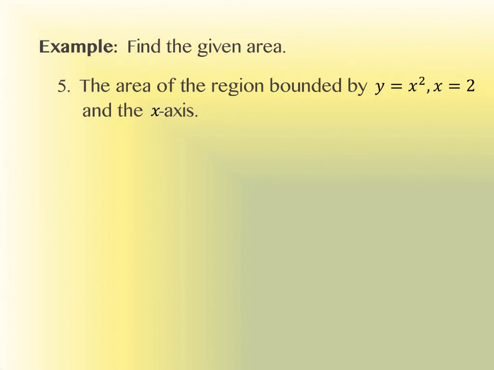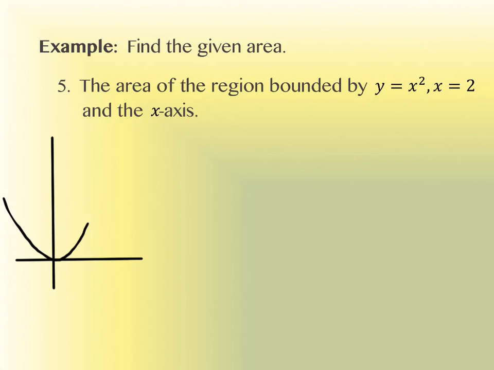So this one tells you we're going to find the area. That means find the definite integral of the region that is bounded by y equals x squared, x equals 2, and the x-axis. So you need to start out with your graph of x squared. Now this is one that you know what the graph looks like, so you may not even care to draw it if you don't want to. But this is a graph of a parabola, right?